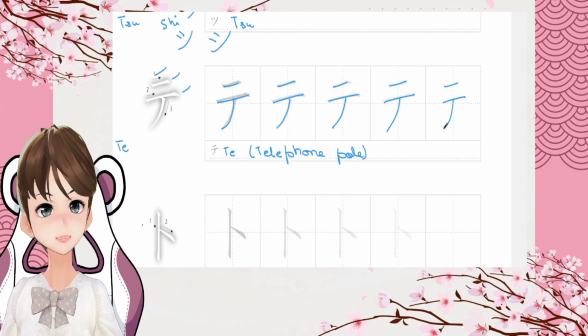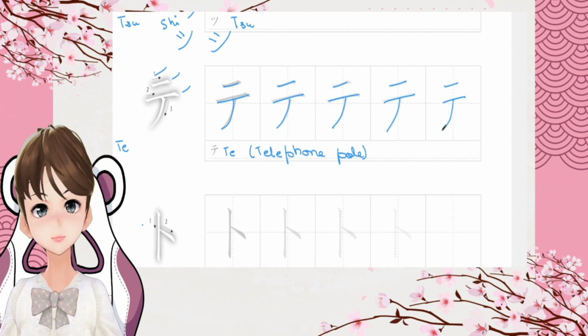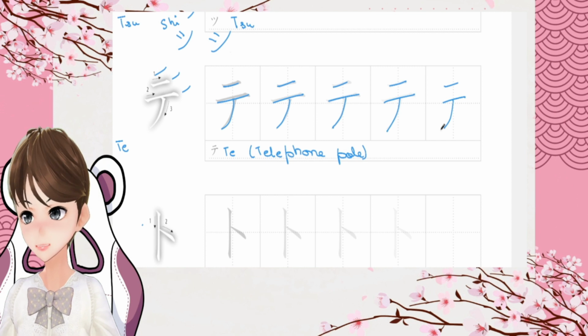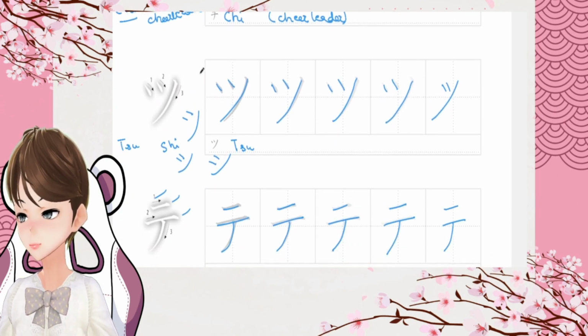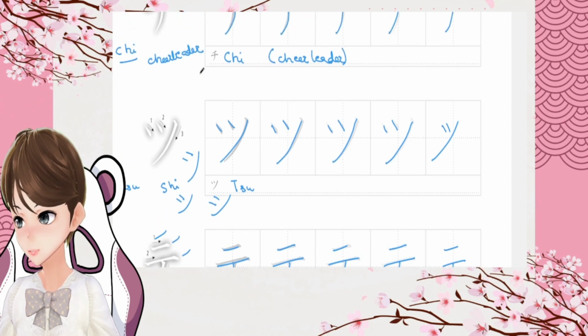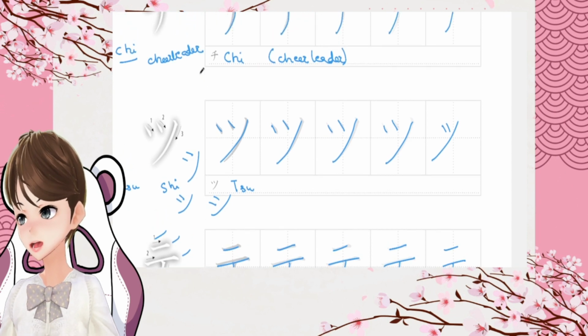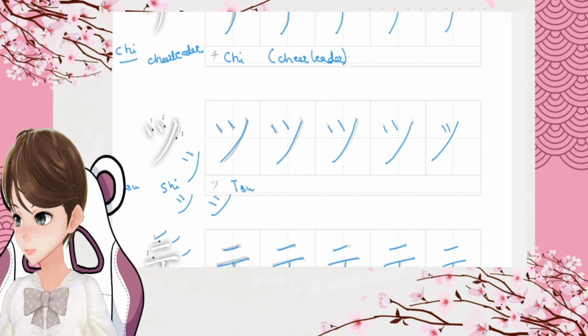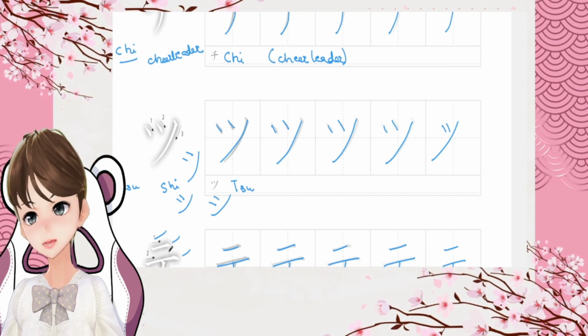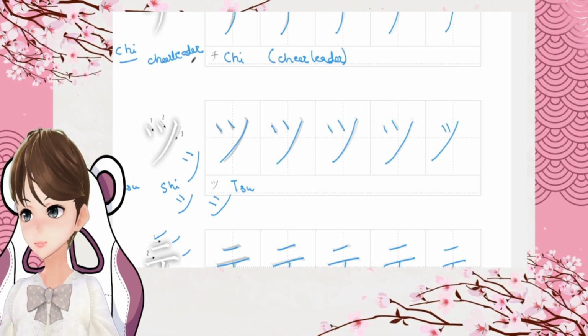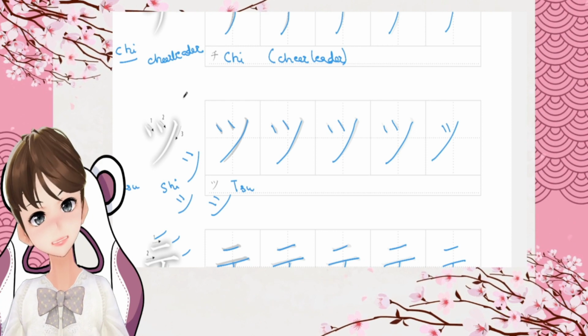Now, this is another character which is quite confusing with the character that we just learned, which is shi. So as you can see, te and shi are very similar. The only difference is that we have this line going all the way up to the second line here as well. So the way you're going to learn is, if both lines are not connected, then it's te, and if they are connected, then it's shi.